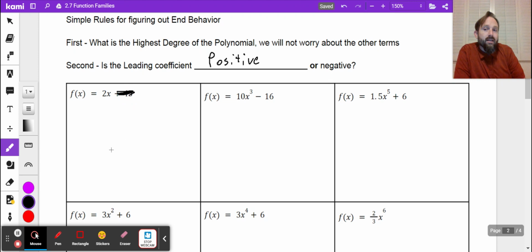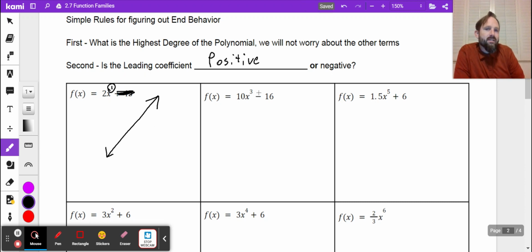So I know as I input a number, it's going to go like this. If I input a large value for x, I should get a large value for y. If I input a huge negative number, like negative a million, I should get a negative output. So it should look like this. But it's going to be to the first power. And I'm going to see, hey, this is positive.